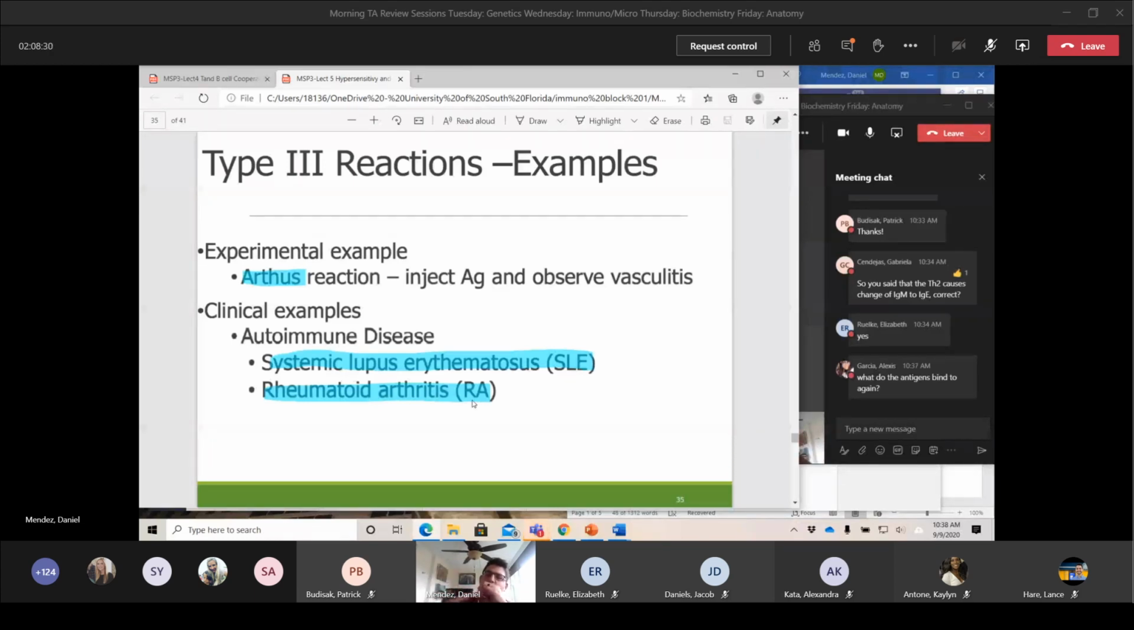Then you'll have another one come in, mark it. And now you have your antigen surrounded by a whole bunch of antibodies, which can then create that complex that can get stuck in certain areas in the body and then cause that actual inflammatory response.